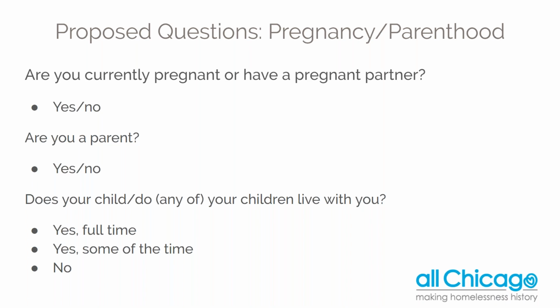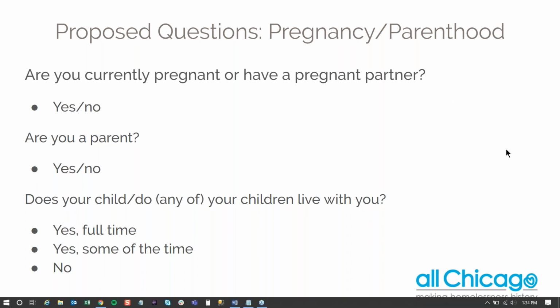And then we have 3 questions for pregnancy and parenthood. And again, you can see that we're asking this in a different way than we would typically ask it throughout any of the other assessments. So immediately you can see that, are you currently pregnant or have a pregnant partner? That's really important because now that's capturing the males who may have a pregnant partner, etc. And then, are you a parent? Yes, no. And then what does the custody of that child look like?